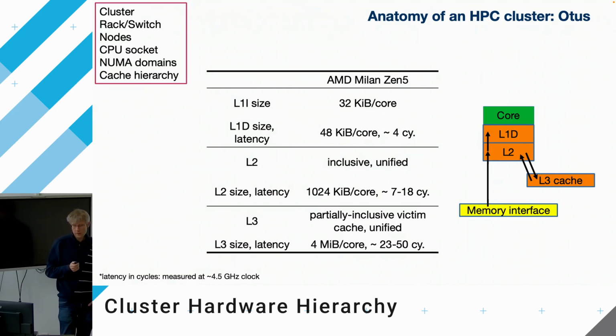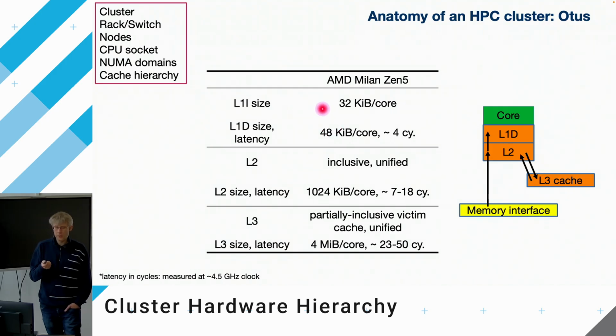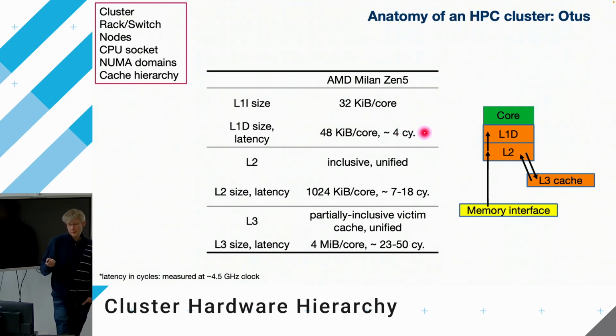We can take a closer look at the cache, and we can start from the top with the L1 cache. We have 32 kilobytes per core of instruction cache and 48 kilobytes per core of data cache. And here the access latency, from my calculation running, I need to get some new data. I'm accessing it, it's inside of the level 1 cache, and I get it back after 4 cycles.